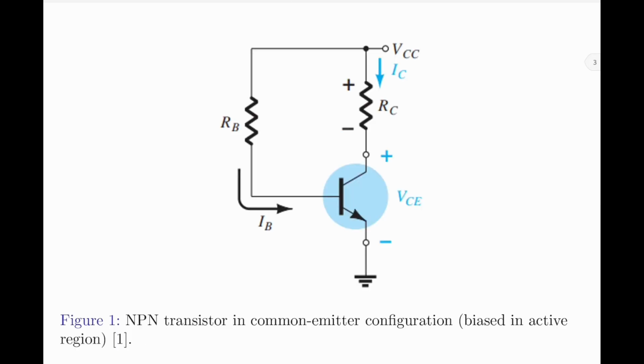Let us start discussing the BJT DC load line analysis by considering an NPN transistor in common emitter configuration and particularly biased in the active region of operation as in figure 1 here. Let the supply voltage VCC be equal to 10 volt. This value of VCC will now forward bias the base to emitter junction and at the same time reverse bias the collector to base junction. Since the base to emitter junction is forward biased and the collector to base junction is reverse biased, the transistor now operates in the active region of operation.